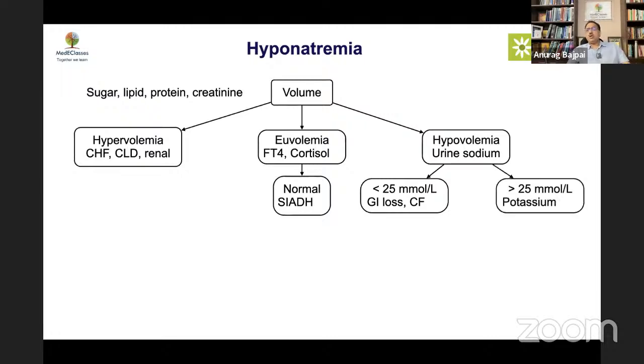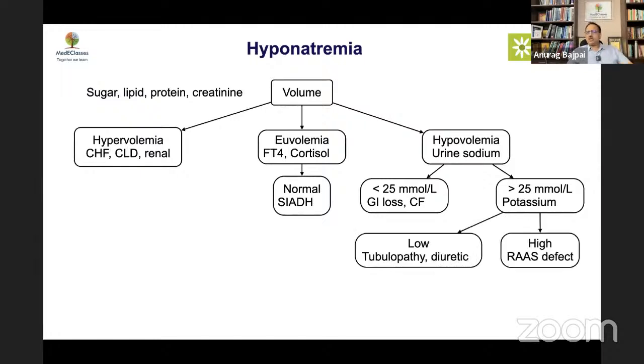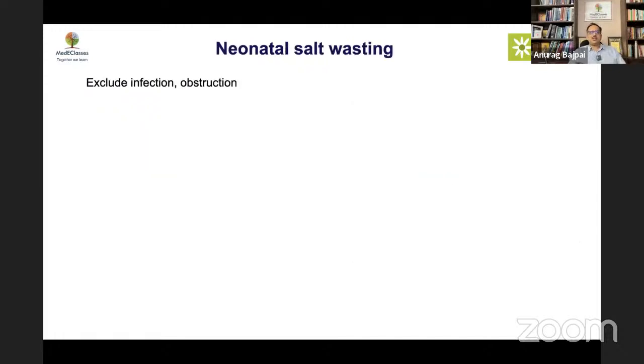If it's more, look at potassium. If potassium is low, it's tubulopathy and diuretic use. While if potassium is high, it's RAS defect, get renin and aldosterone done. That will tell you the diagnosis. So as I said, if you look at volume, urinary sodium and potassium, 95% of your differentials are done. You don't need to do very many investigations in that scenario.